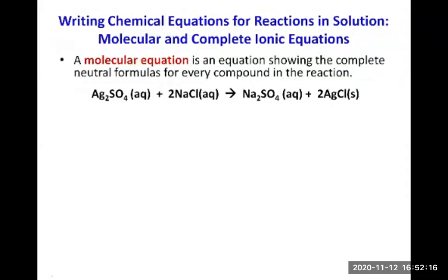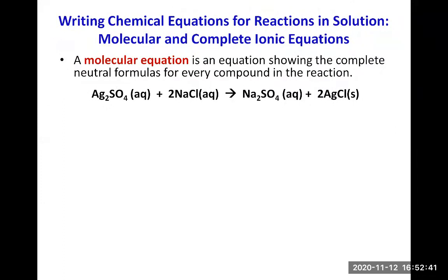Captions in English, please. So this is the fourth video of chapter 7. We will write a molecular and complete ionic equation and then net ionic equations. So a molecular equation is an equation showing the complete neutral formulas for every compound in the reaction. And so up to now, that's what we have seen.